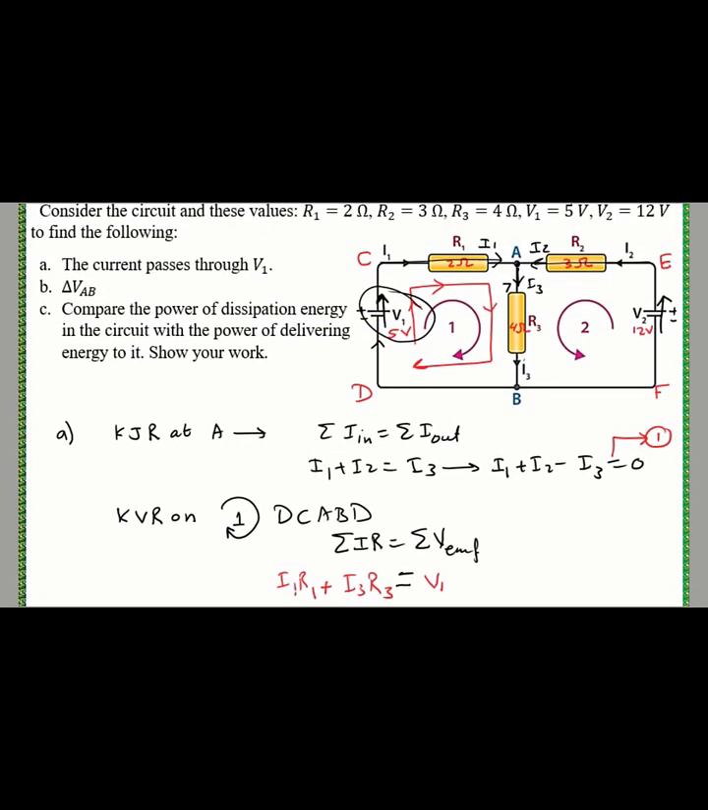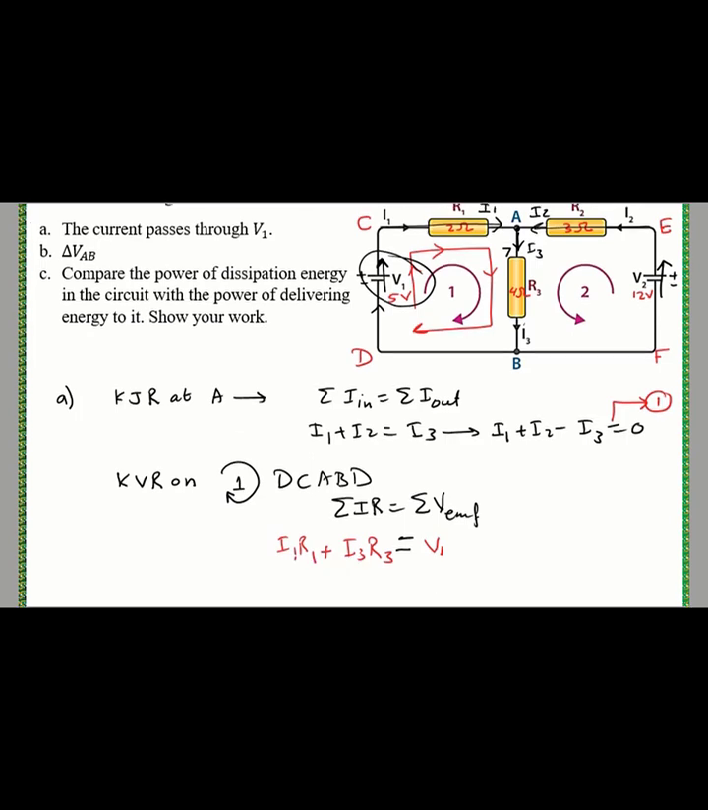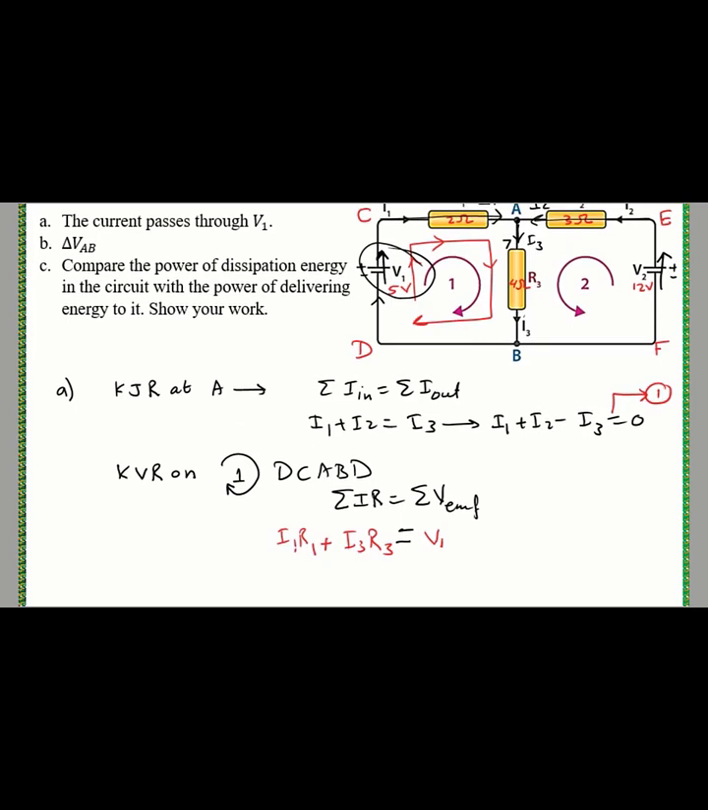Now put the values. R1 is 2 and R3 is 4, V1 is 5. So here we have 5 equals I3 into the 4 ohms plus I1 into the 2 ohms. Here we have the second equation.